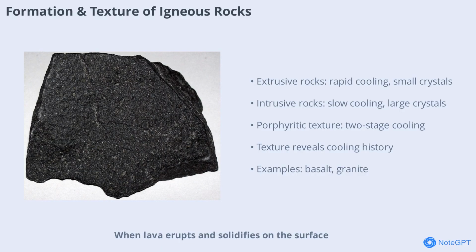When lava erupts and solidifies on the surface, it forms extrusive or volcanic rocks, which typically have small crystals due to rapid cooling, a texture known as aphanitic. Basalt is a classic example. In contrast, when magma cools slowly underground, it creates intrusive or plutonic rocks with large visible crystals, known as phaneritic texture. Granite is a well-known example.